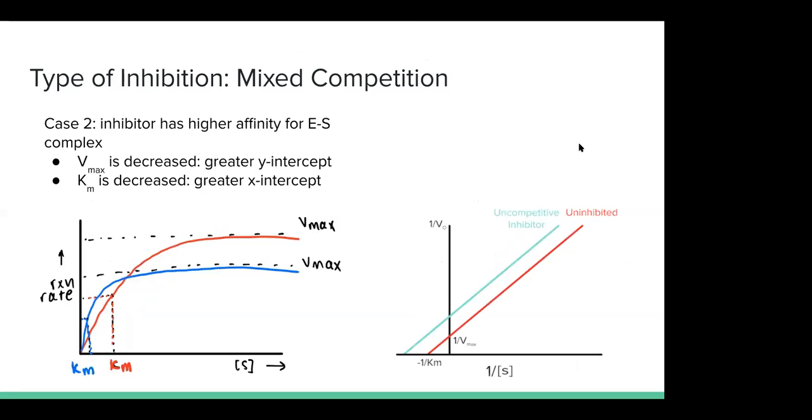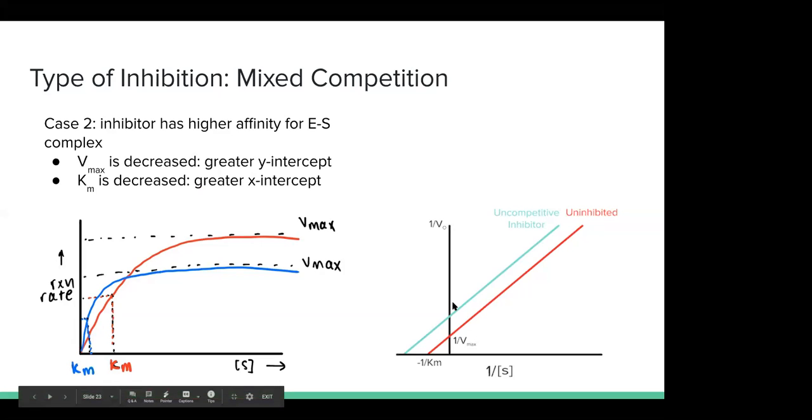Okay, so now we'll look at the graphs for case two. The Lineweaver-Burk plot resembles that of the uncompetitive inhibitor, because its action is similar, as the inhibitor has a higher affinity for the enzyme substrate complex. So Vmax is decreased, meaning again, it has a higher y-intercept, double reciprocal plot, and Km is decreased, so the x-intercept is farther from the origin.